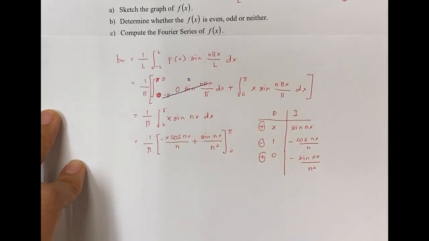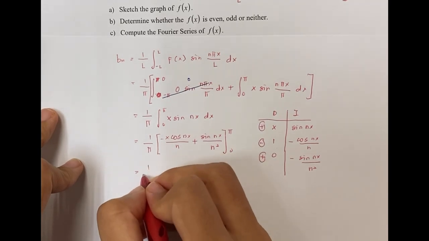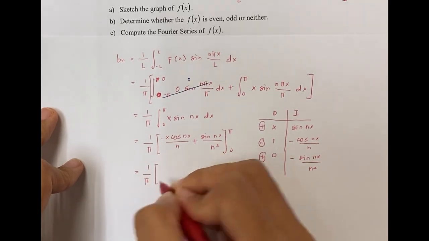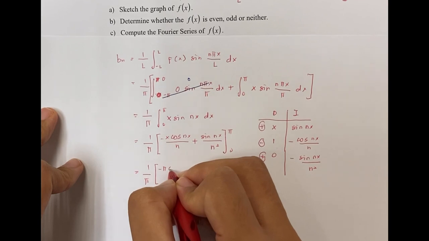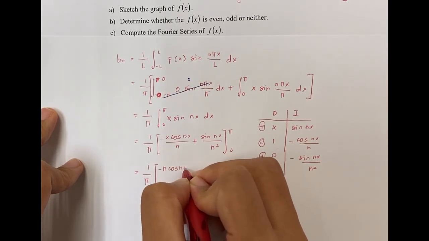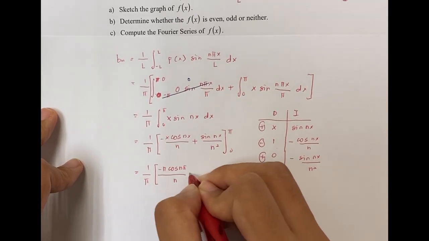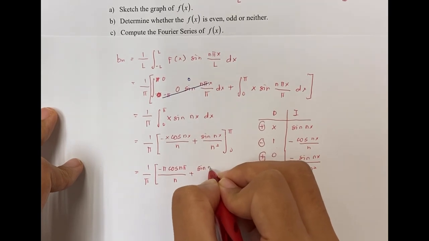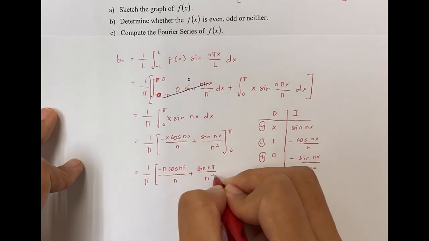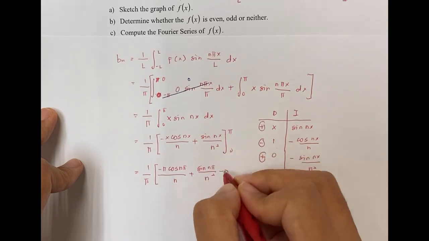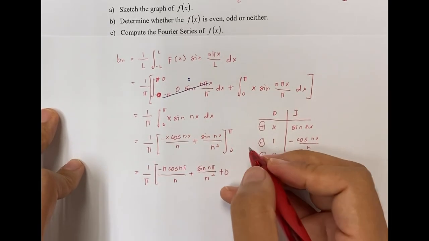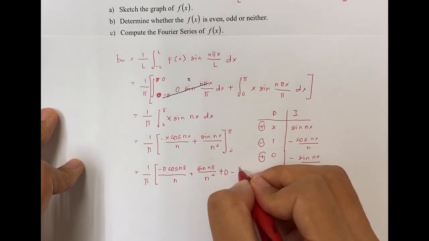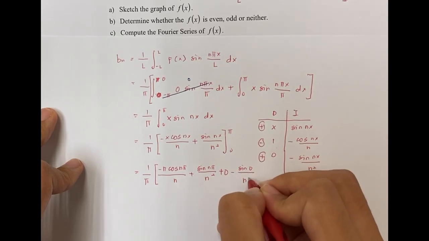Substitute the limit of x, 1 over pi, negative pi cos n pi over n plus sin n pi over n squared, minus 0. Minus plus 0, minus sin 0 over n squared.